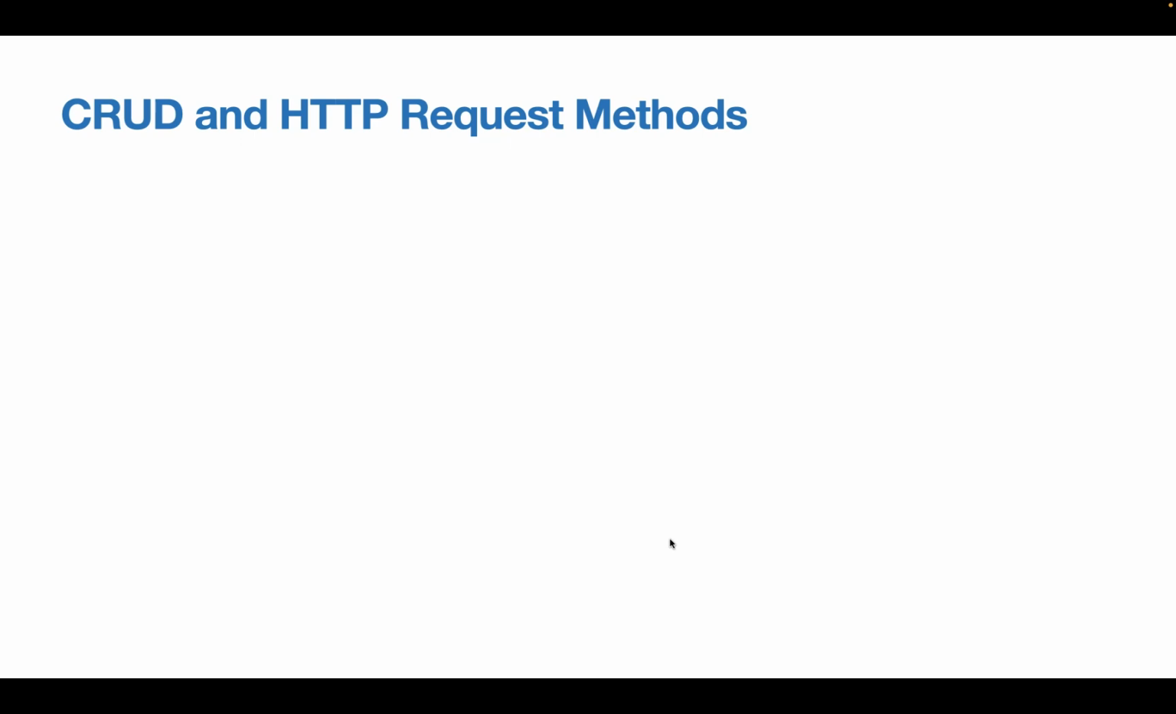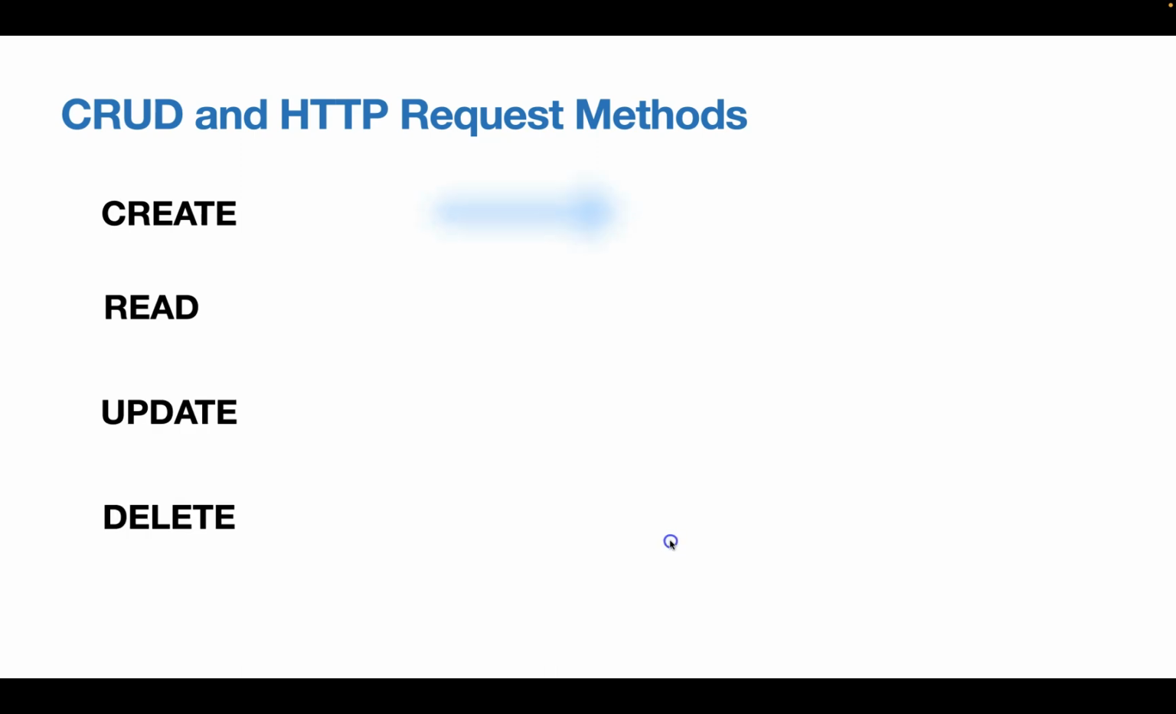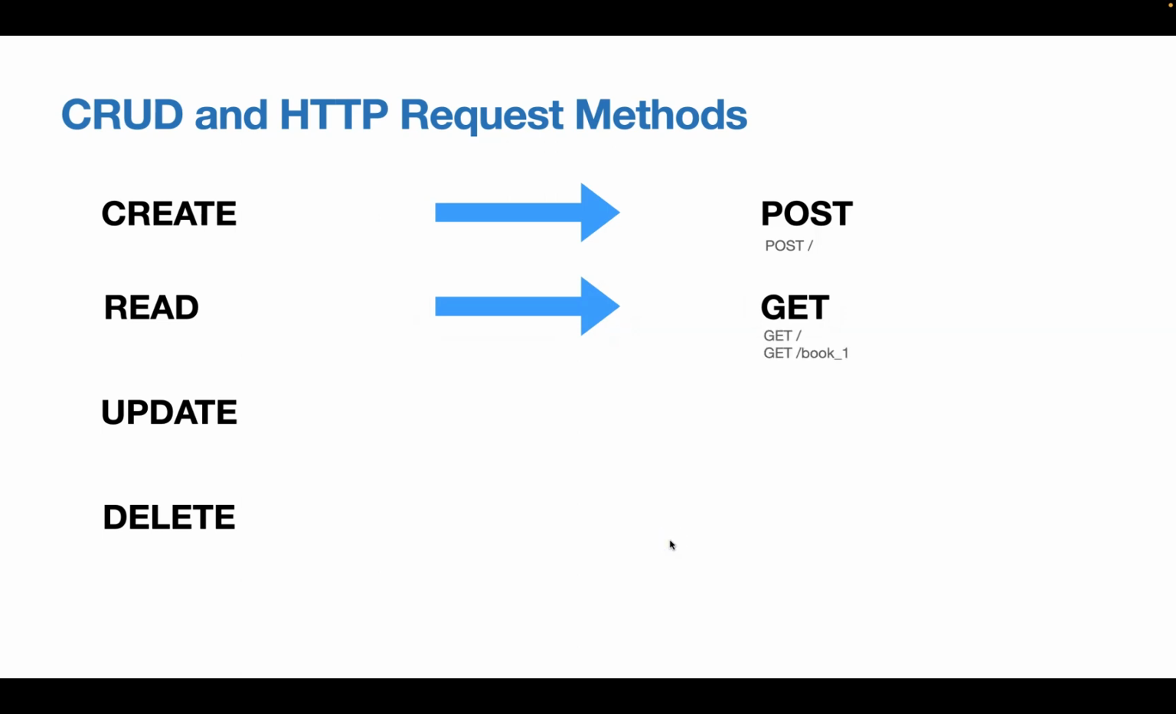How do these CRUD operations translate to HTTP request methods that we looked at earlier? So we have, again, create, read, update, and delete. Create translates to the POST HTTP request method. Example is POST /, and we will look at these examples in much more detail when we start the coding process. Read, we looked at in the previous example, the GET method. Example is GET /, nothing. This will give you all of the books. And if you just specify /book_1, this is going to give you the first book.